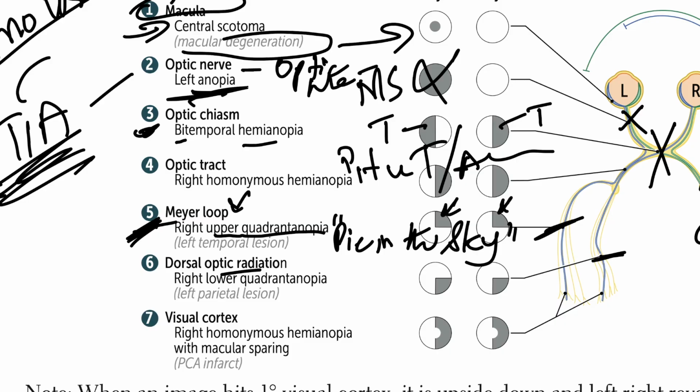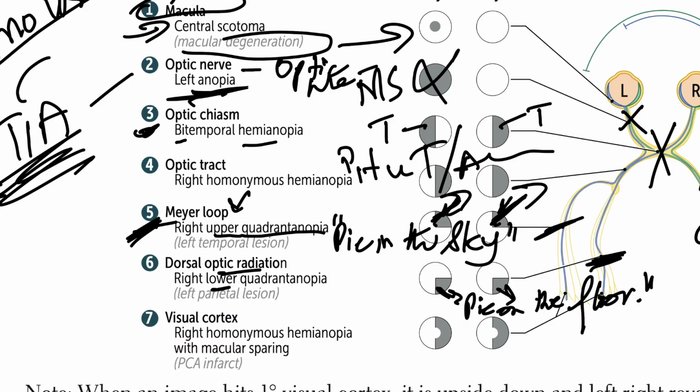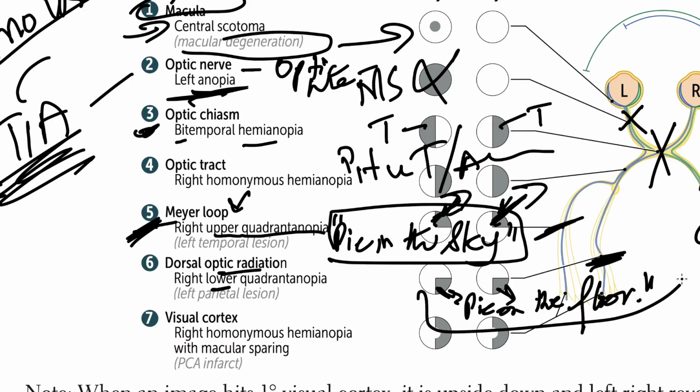Okay, pie in the sky. Because you see it's looking upward, right? So pie is in the sky. With the dorsal root optic radiation, it's the lower quadrantanopia. So when you're talking about lower quadrantanopia, you're going to call it pie on the floor. Quadrantanopia, right? Only the quadrant is out. So pie on the floor, because you're looking down, the vision loss is down at the lower quadrant. So pie on the floor. So pie in the sky and pie on the floor.